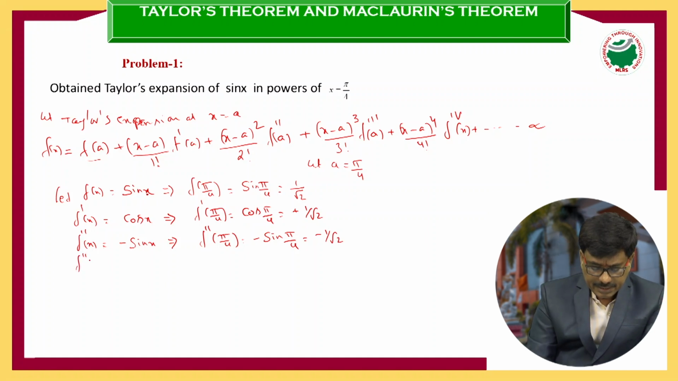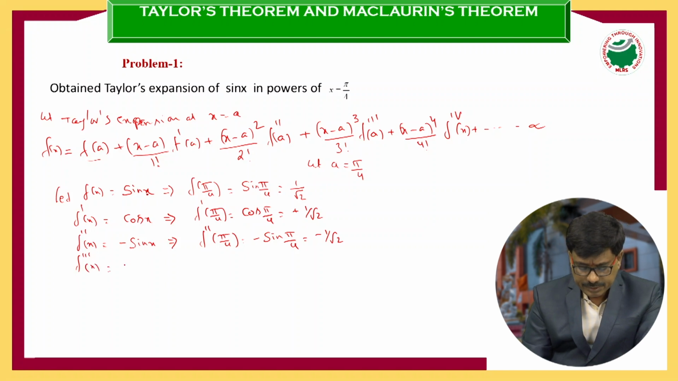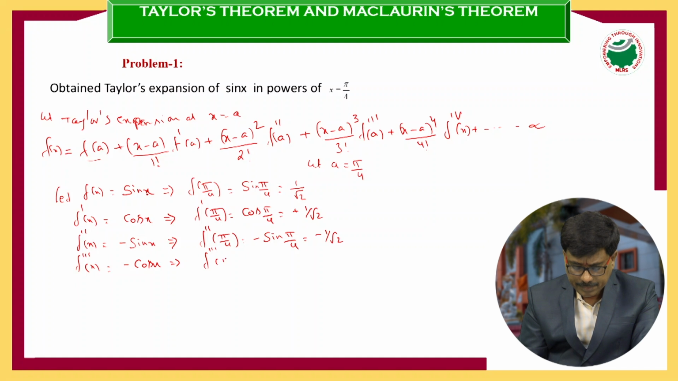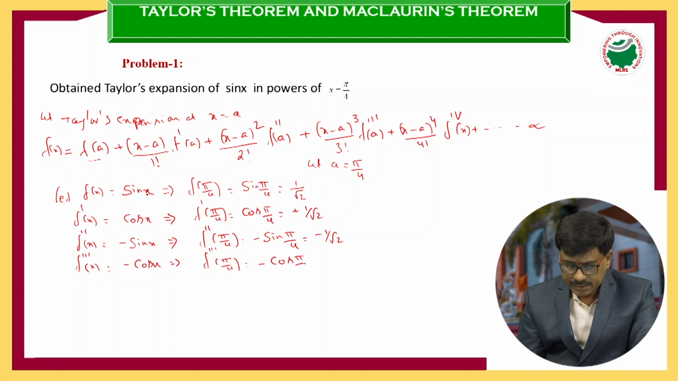Similarly, we can calculate the third derivative of this function. Already there is a minus, and the derivative of sin is cos x. When we calculate f triple dash of pi by 4, it is equal to minus cos pi by 4, which is minus 1 by root 2.